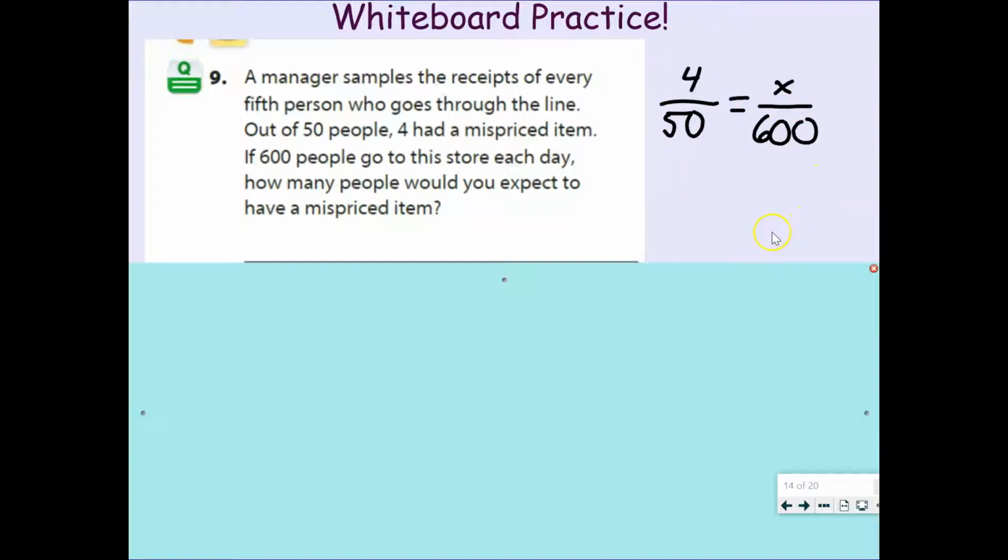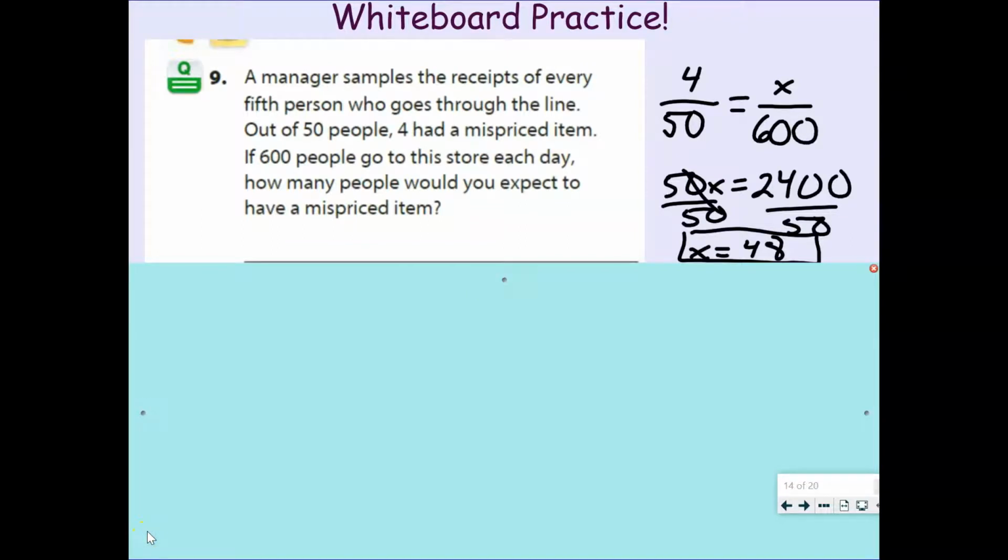So now go ahead and pause again and try solving for x. Pause. So take a look and see how you did. Did you cross multiply and get that? Divide by 50 and you should have gotten that. Or you could see that 50 times 12 is 600 and 4 times 12 is 48. However you solved it, I'm just happy that you got it right. And if you didn't get it right, don't beat yourself up. Just figure out what your error is so you can get this next one right. So give yourself a little tally if you got it right.